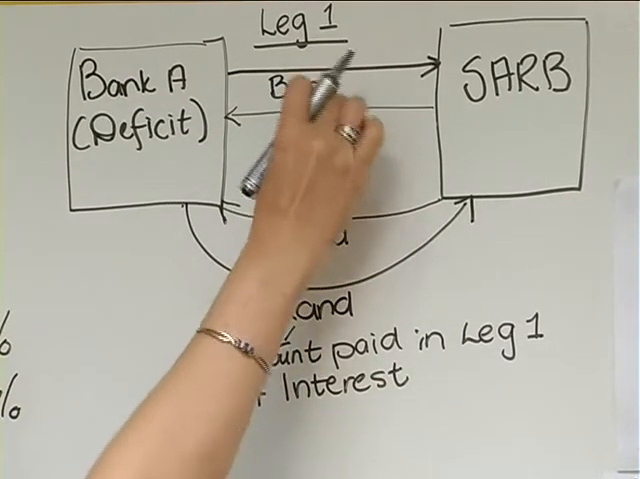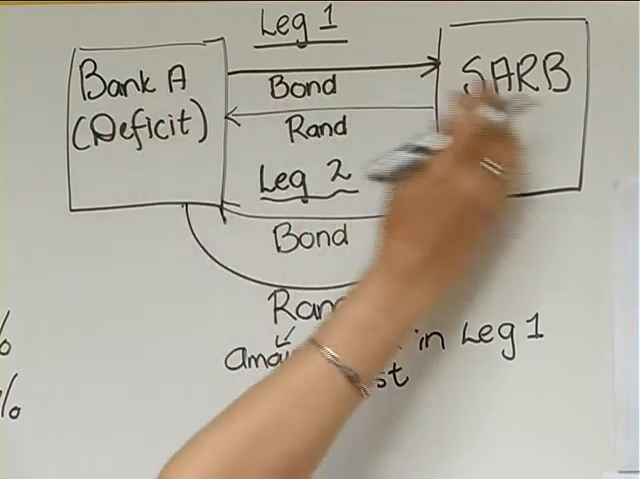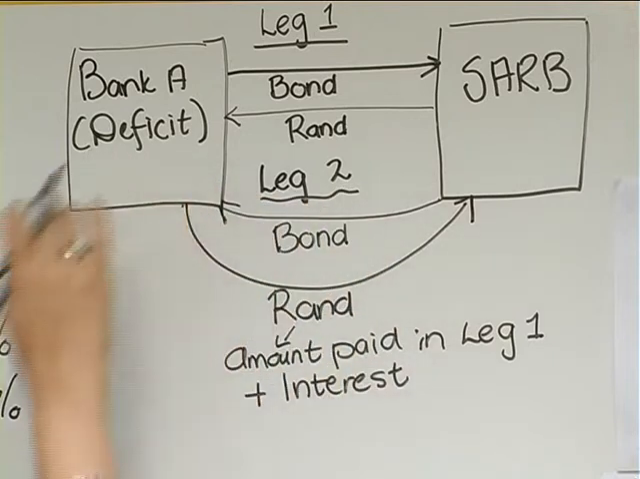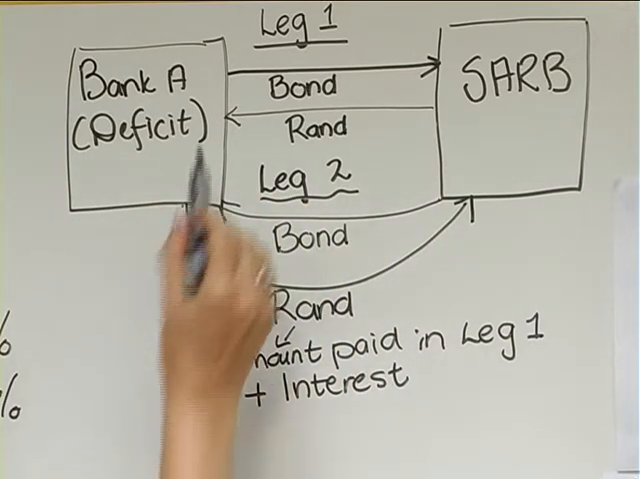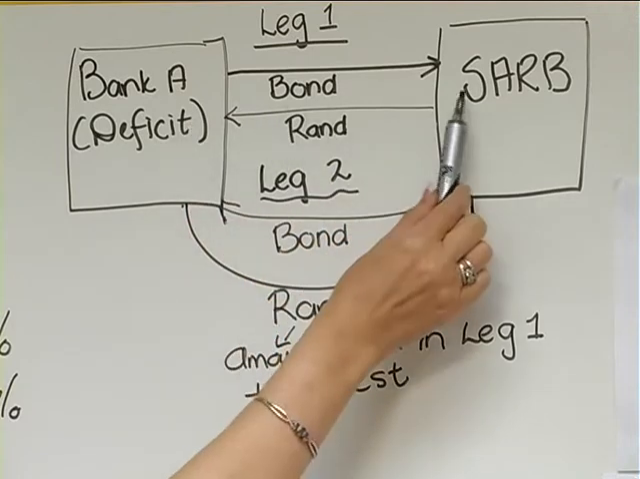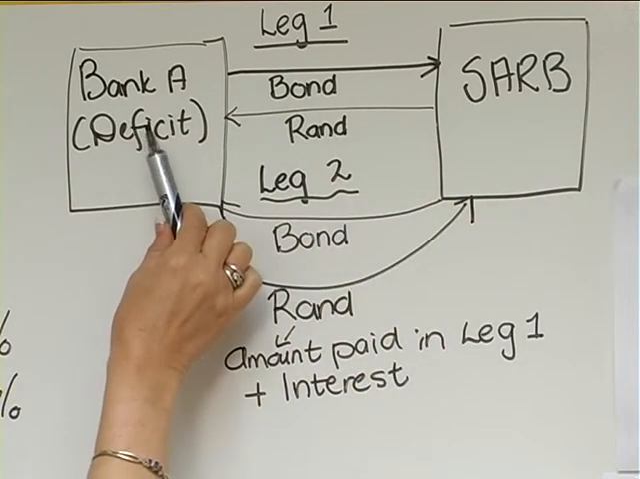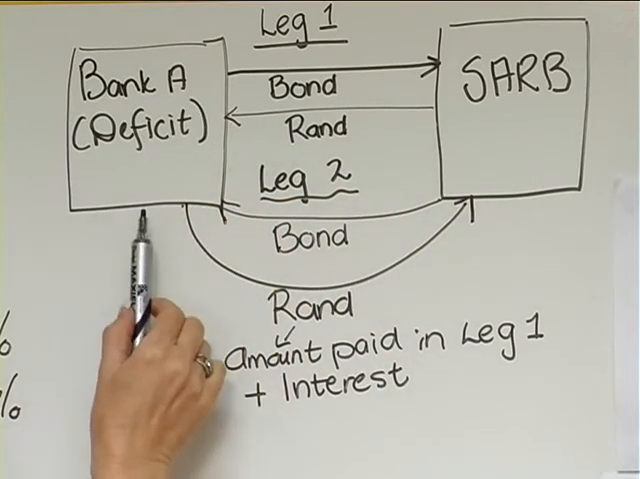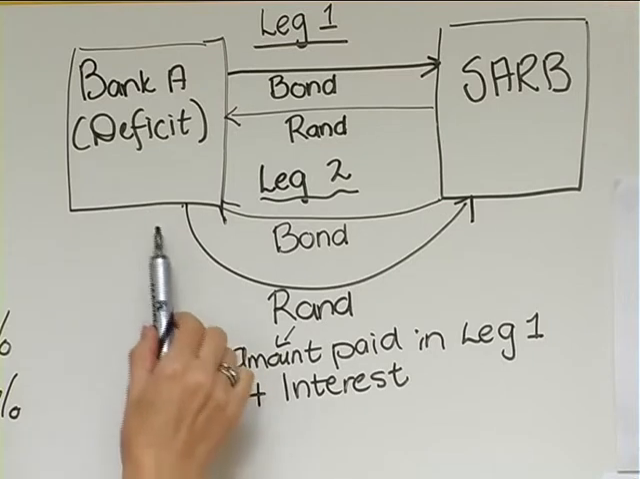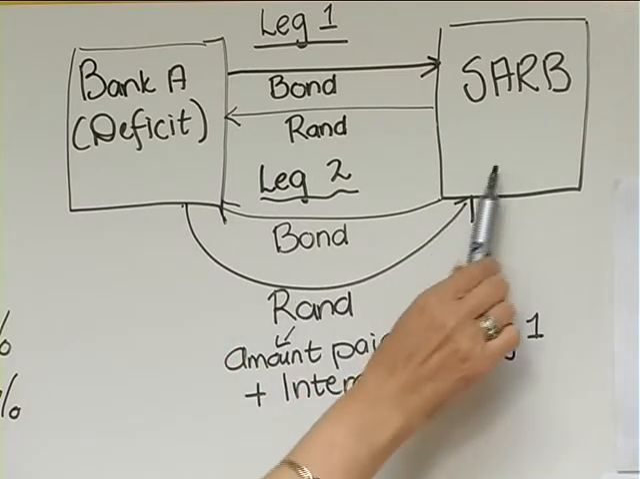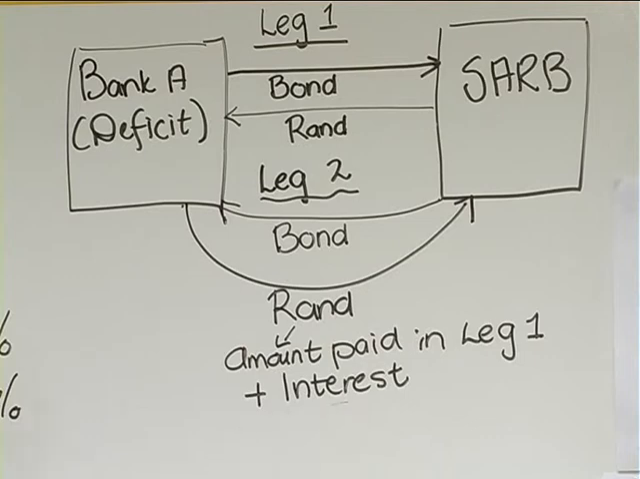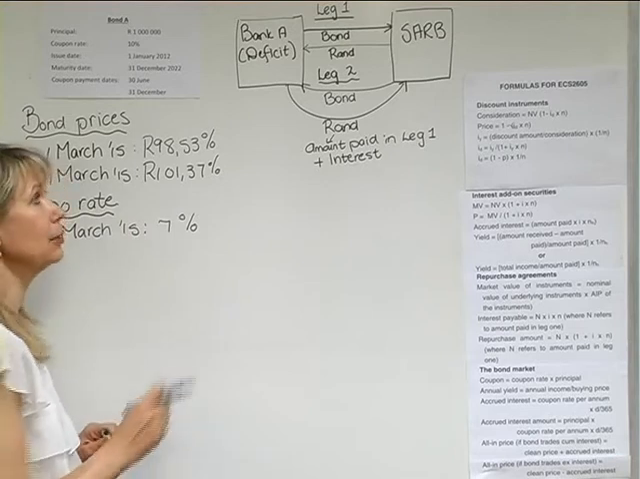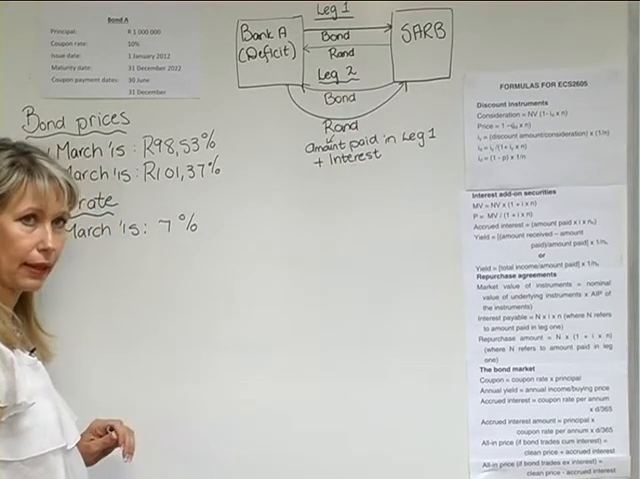Right, so in the first leg, the bond will flow to the Reserve Bank. In the second leg, the bond will flow back to the bank that experienced the deficit. In the first leg, money will flow to the bank, and we're going to discuss how this amount is going to be calculated now. And in the second leg, the amount that was paid in the first leg is going to be paid back to the Reserve Bank plus interest. And this interest is going to be calculated at the repo rate, which is set by the Reserve Bank.